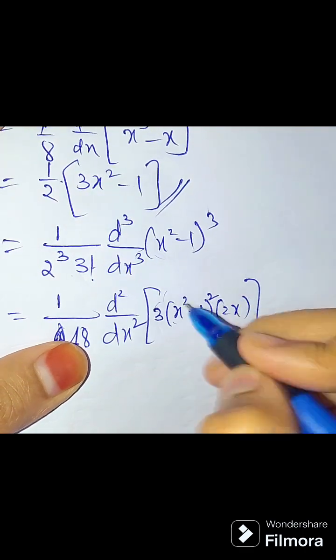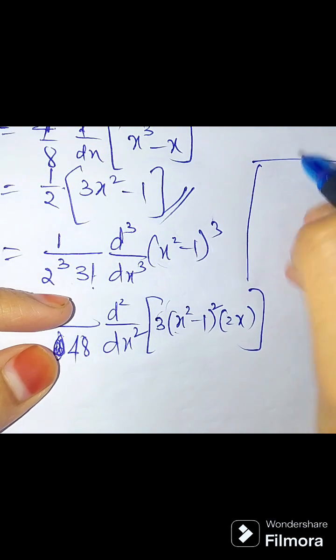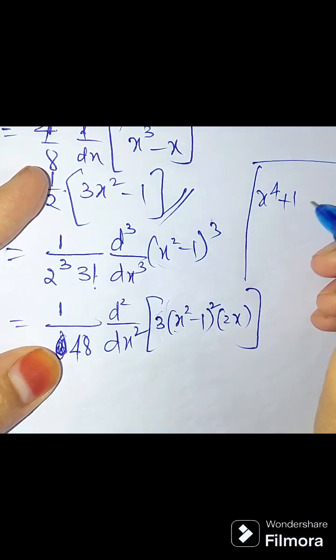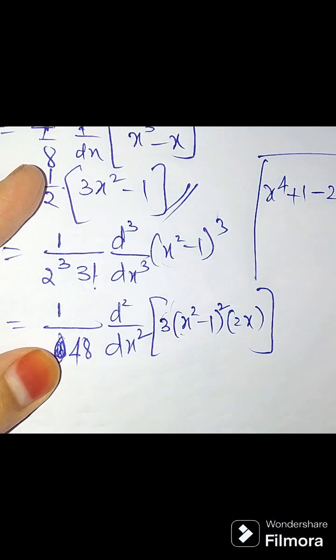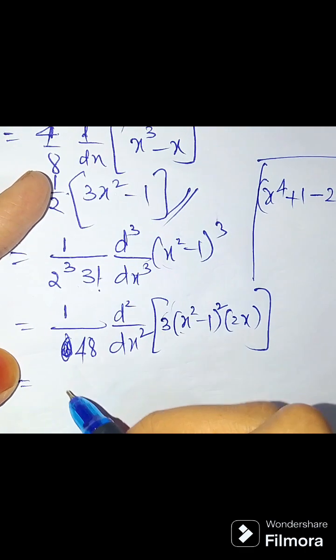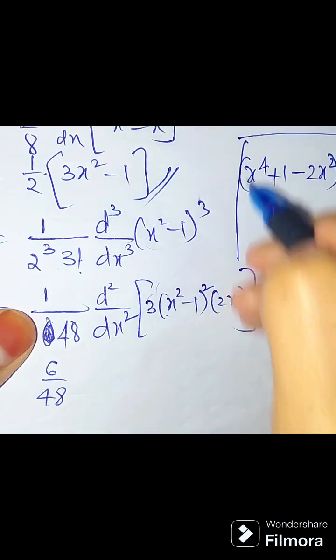Now I'll see outside, I'm doing rough work. What is (x square minus 1) whole square? X power 4 plus 1 minus 2x square, right? So now I'll multiply this with x. 3 into 2, 6, I'll take common outside. So what will be this? X power 5 plus x minus 2x cube.